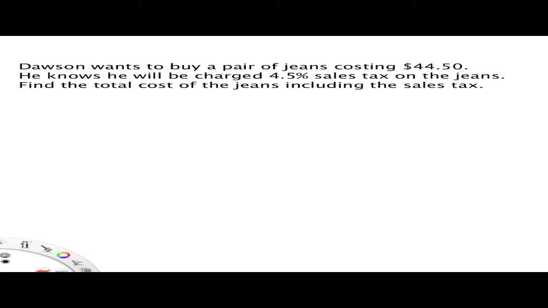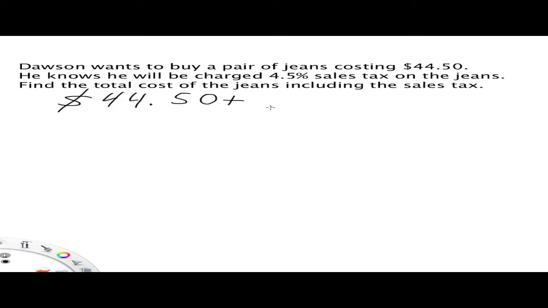Well, what's that going to be? This is where we have to add some value in. We've got the original cost of the jeans, which is $44.50. Plus, he's going to be charged the tax plus the cost of the jeans. It's not just the tax, right? So he's got this 4.5%.